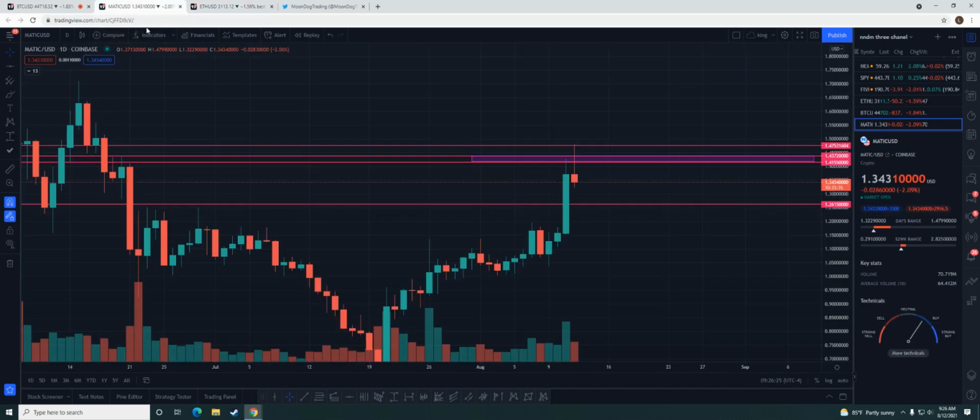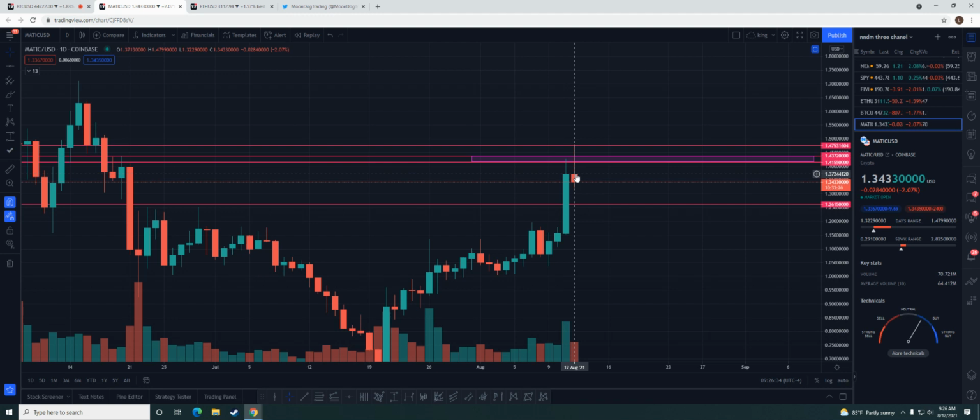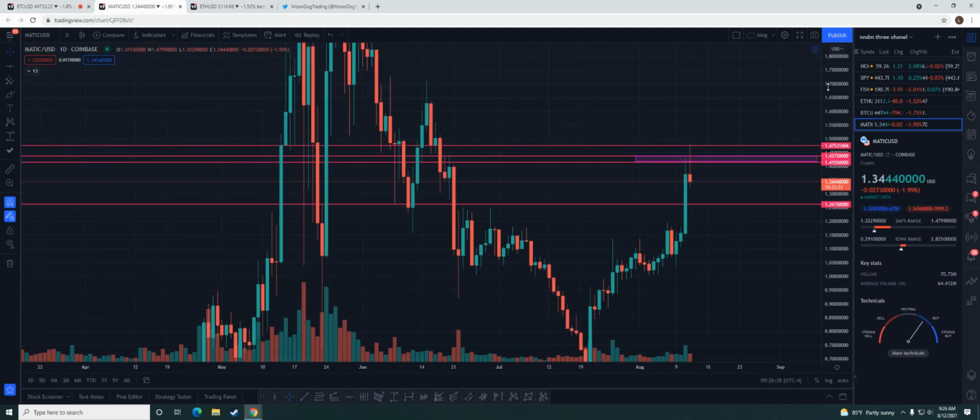We had our Matic trade yesterday. It did get above our mark, and we did get a nice little pump, but we didn't get that daily candle close. The daily candle closed under here, so we didn't get that continuation for my higher targets that I wanted.